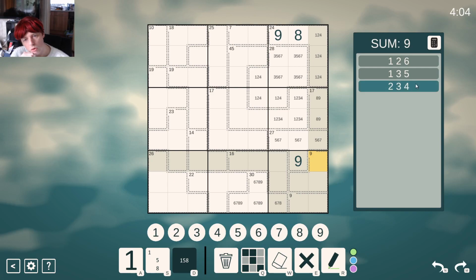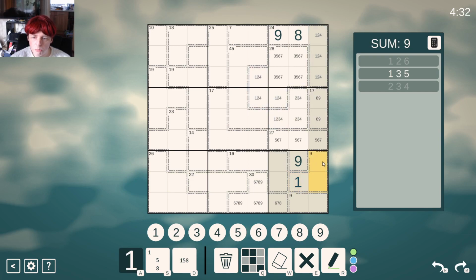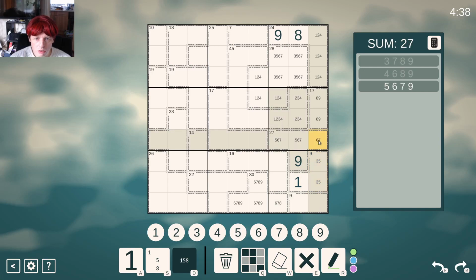Can't have 2 and 4. One, 3, 5 is possible. Can't have 1, 2, 6. Can you? No. So this is one. That's 1. That's a 3, 5 pair. So that isn't 5. And that is either 6 or 7. That is 3 or 2.